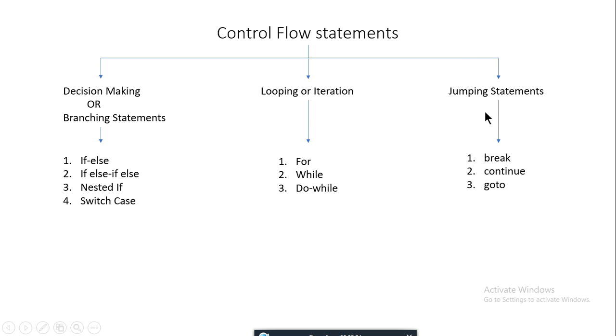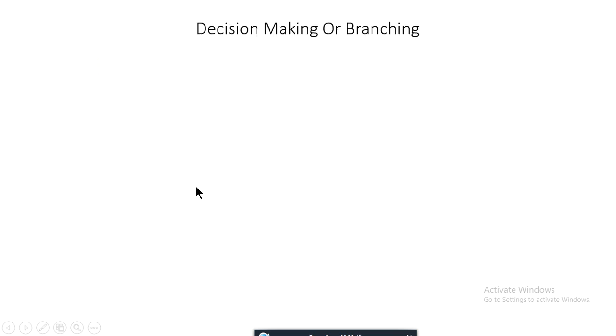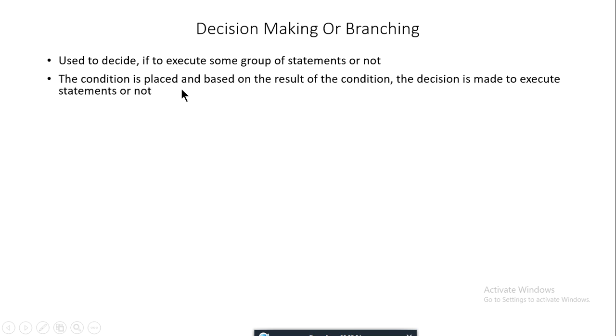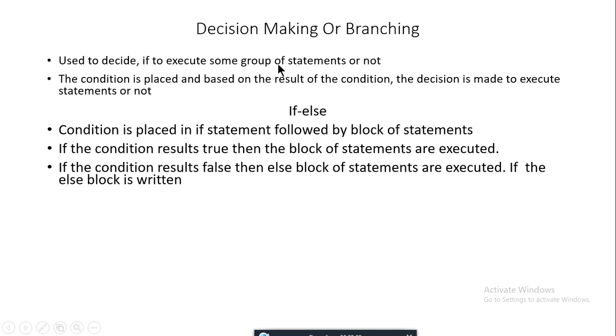And then come the jumping statements, that is break, continue, and goto. In this video, we'll cover if-else and switch case. So let's continue with decision making or branching. So what is decision making? We decide whether we want to execute some group of statements or not. To do so, you have a condition, and based on the result of this condition, you decide which statements you want to execute. Okay, so in decision making, let's start with if-else.